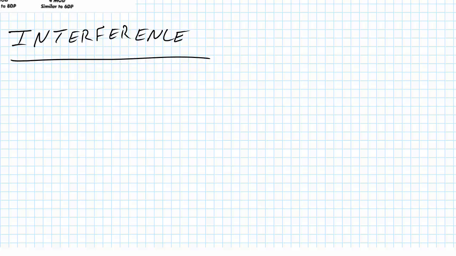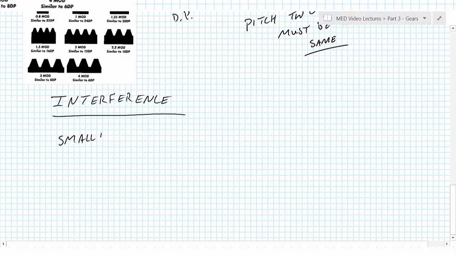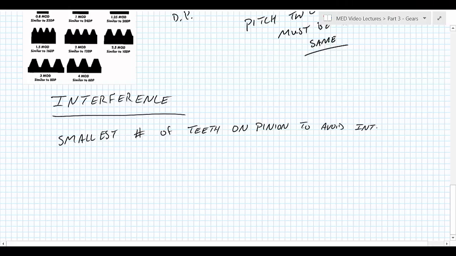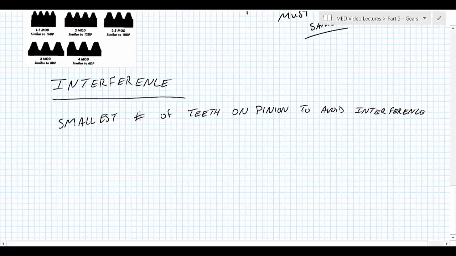So the smallest number of teeth on the gear will get you the smallest gear, and in general those tend to be cheaper gears. So our design preference is to look for the smallest one that will work for us. So we're looking for the smallest number of teeth on the pinion, that is the smaller gear, that will avoid interference. And we do this by equation.